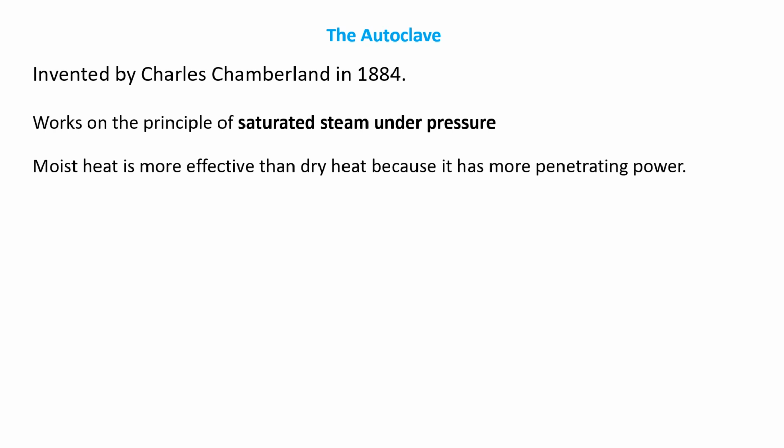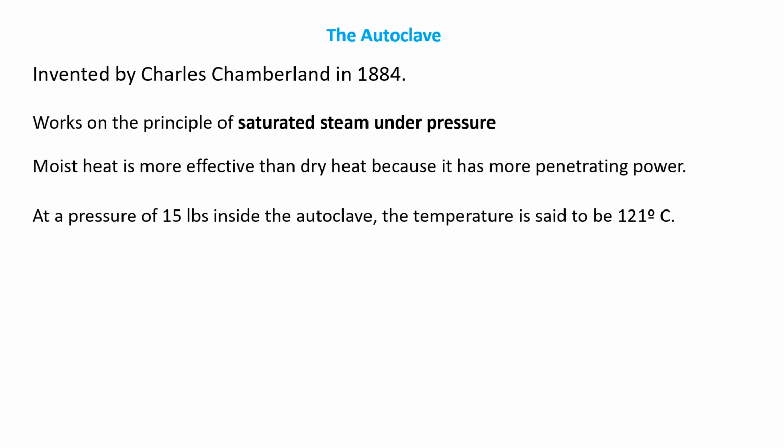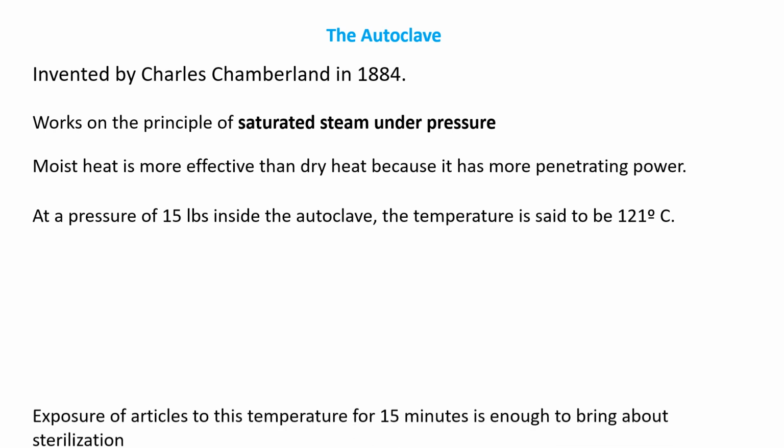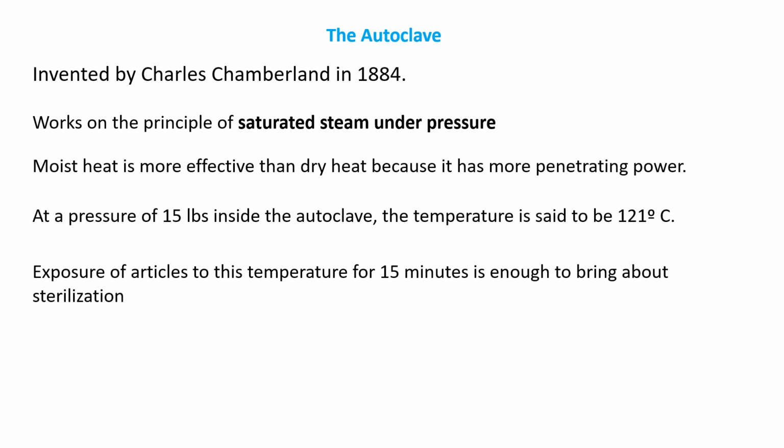Moist heat is more effective than dry heat because it has more penetrating power. It is supposed to act by degrading nucleic acids and denaturing proteins. At a pressure of 15 pounds inside the autoclave, the temperature is said to be 121 degrees. Exposure of articles to this temperature for 15 minutes is enough to bring about sterilization.